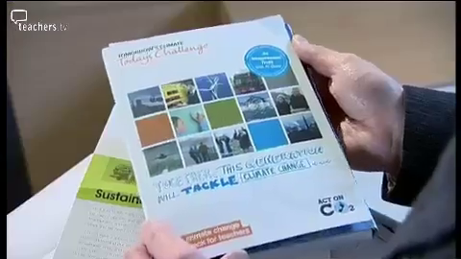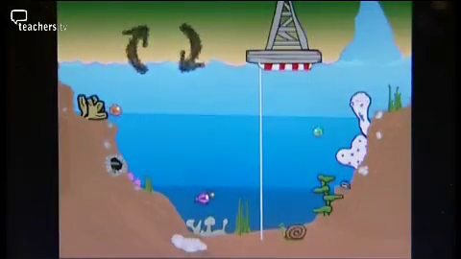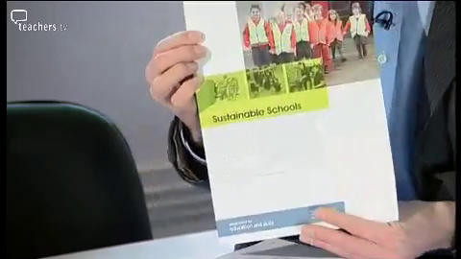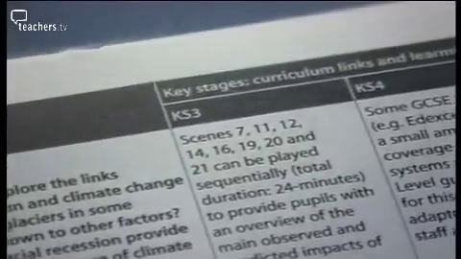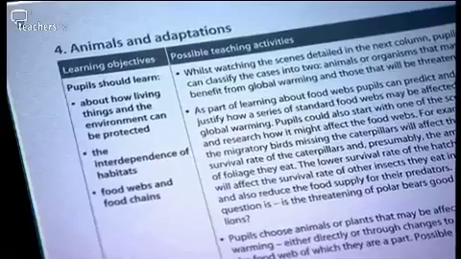The Climate Change Film Pack from DCSF Publications includes a box with 2 DVDs in it. One has got Al Gore's film An Inconvenient Truth, but the other's got 4 films that have been commissioned by DEFRA, and it also includes an animation of the carbon cycle. Also in the packs, there's a Sustainable Schools leaflet and a very useful booklet, which has got teaching activities, curriculum links and learning outcomes. It shows you how you can work the films into your lessons.